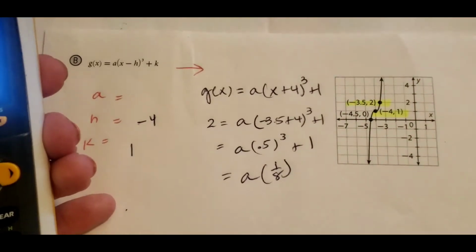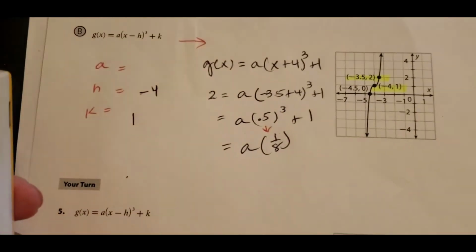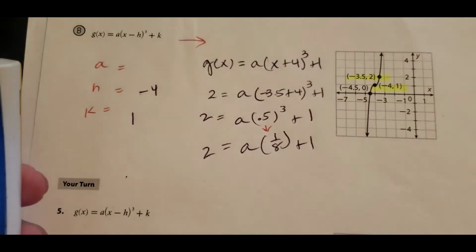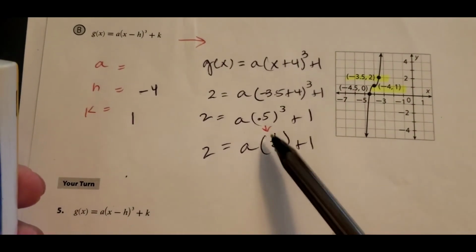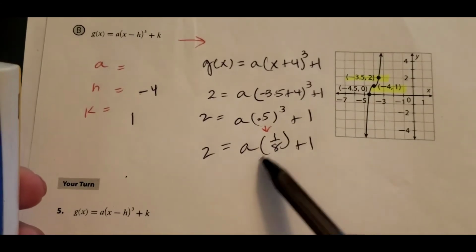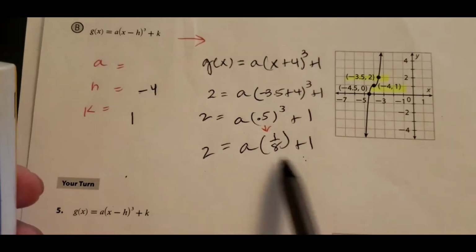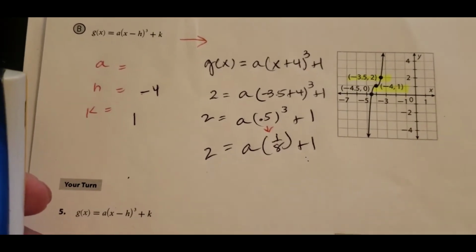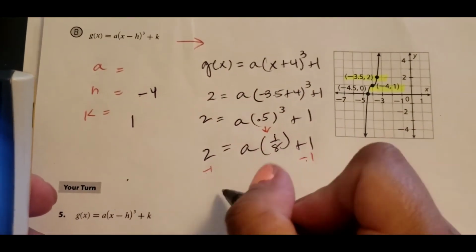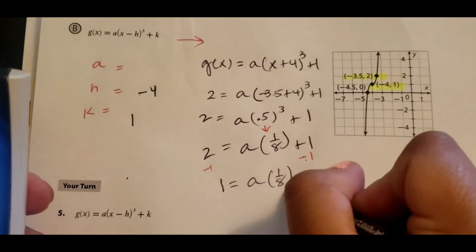Okay. So all I did here was just rewrite this. That's all I did. So again, instead of having 0.5, I changed that to 1/2, and 1/2 to the power 3 is 1/8. So now I just have to solve for a. So always subtract 1 first. So I'm going to subtract 1. You have to do order of operations, but kind of backwards. So now I have 1 equals a times 1/8.